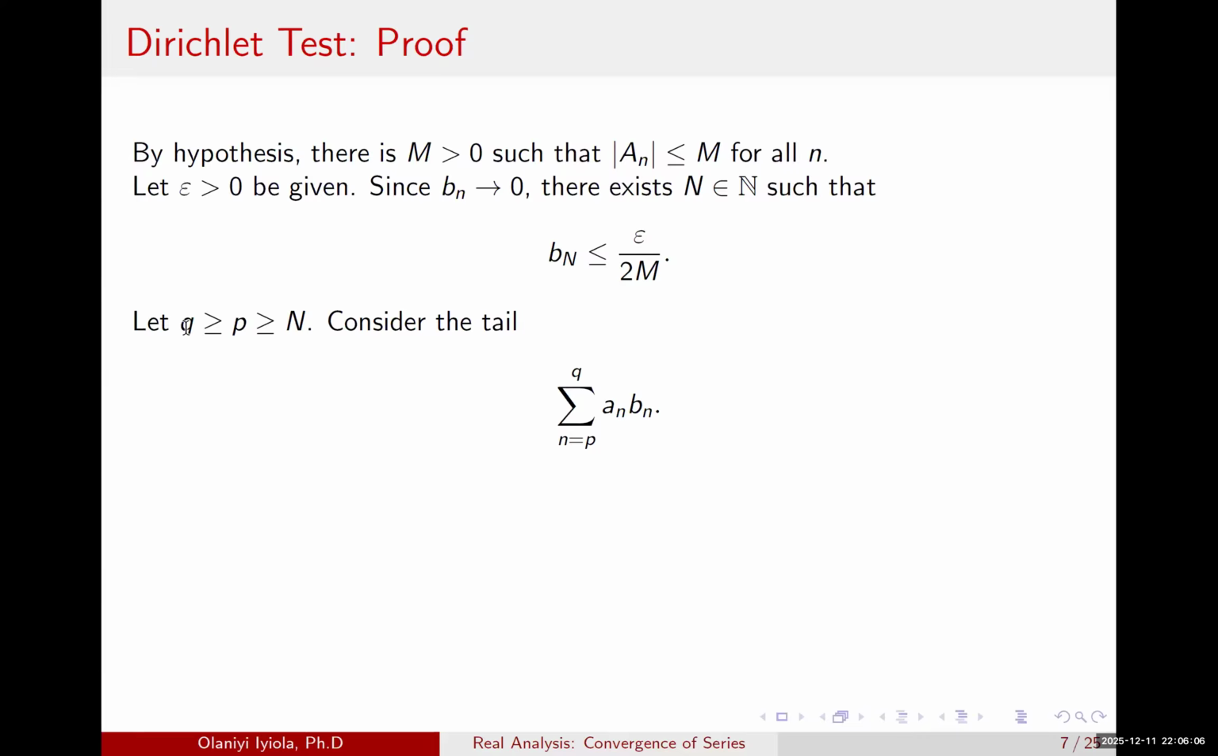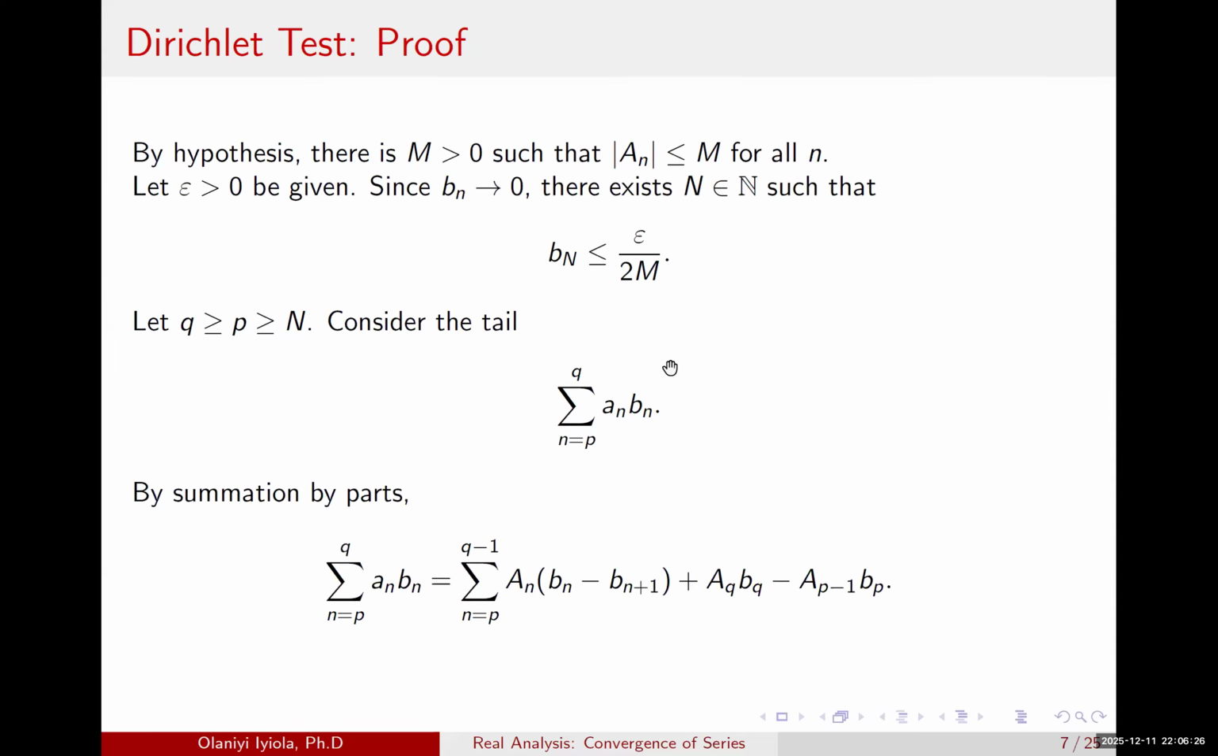All right, so I'm going to be selecting this bound. Q is bigger than P, while P is bigger than or equal to N. So the tail end of the series that we had is given to be the sum from n equals P to Q of a_n b_n. Now we know what this looks like from the previous theorem that we just proved. We have shown that this series equals this.